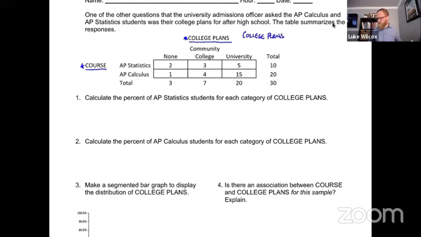Now let's think just for a second here. Is that variable a quantitative or a categorical variable? Well, college plans has 3 different categories that they could select there, right? This is most definitely a categorical variable.